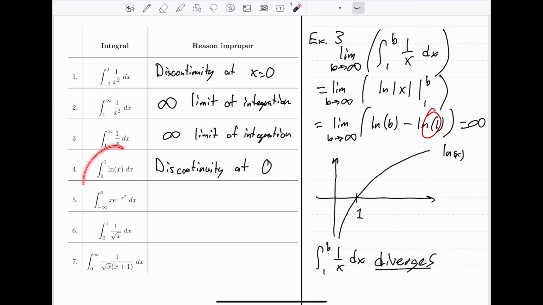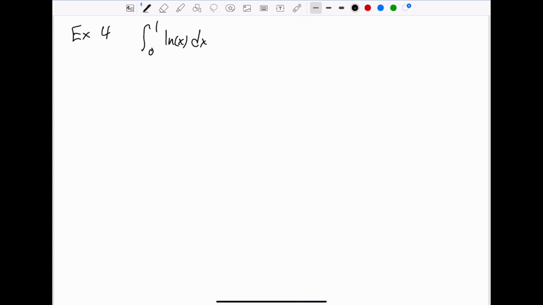Let's work through this problem and see if this integral converges. I start by replacing the problematic limit with a variable name. So I'll take the integral from a to 1, and then I need to take the limit as a approaches its true value. A approaches 0, staying on the positive side. So I have this one-sided limit.